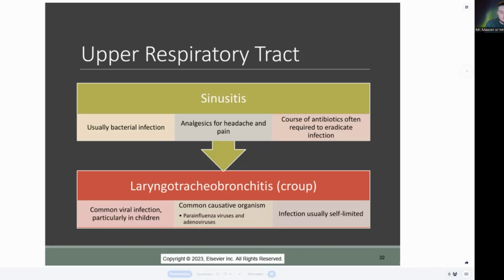Croup, because laryngotracheobronchitis is such a hard one to say, people call this condition croup. I'd say croup is a good need to know, but not necessarily right now. Croup will come up again when you do peds for sure.